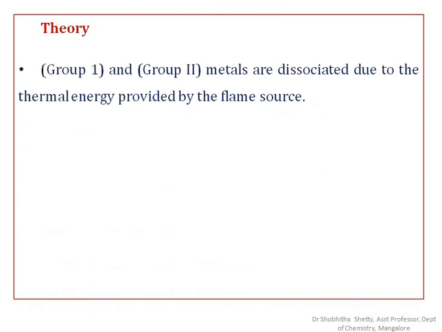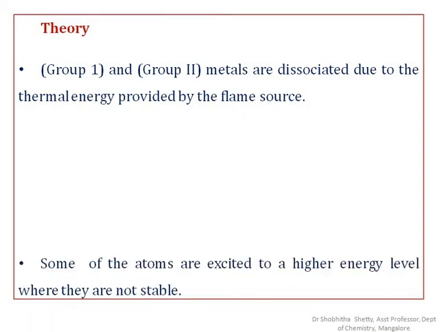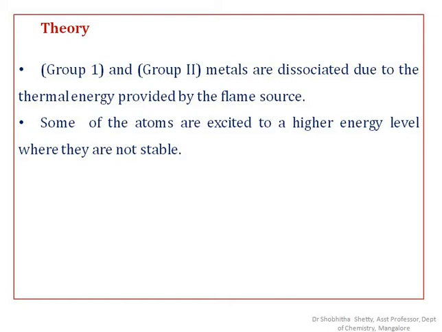So next is about the theory behind the working of flame photometer. Mainly, as I mentioned, alkali and alkaline earth metals, that is, metals belonging to group 1 and group 2, are dissociated due to the thermal energy that they obtain from the flame source. Here some of the atoms are excited to a higher energy level where they are not stable.